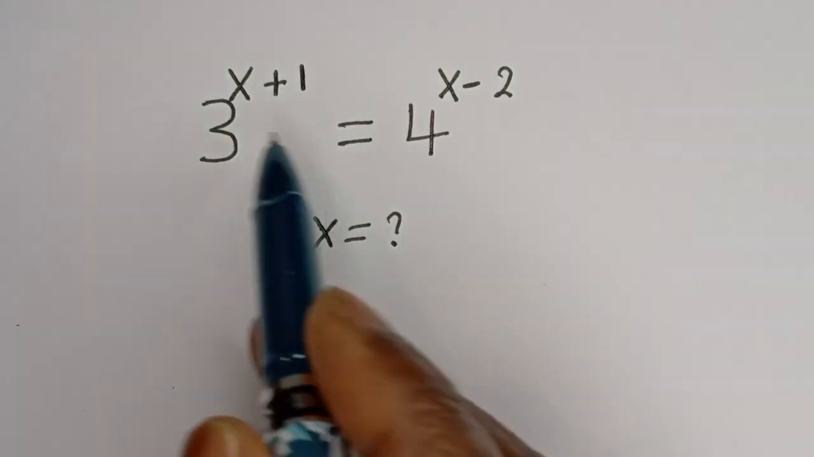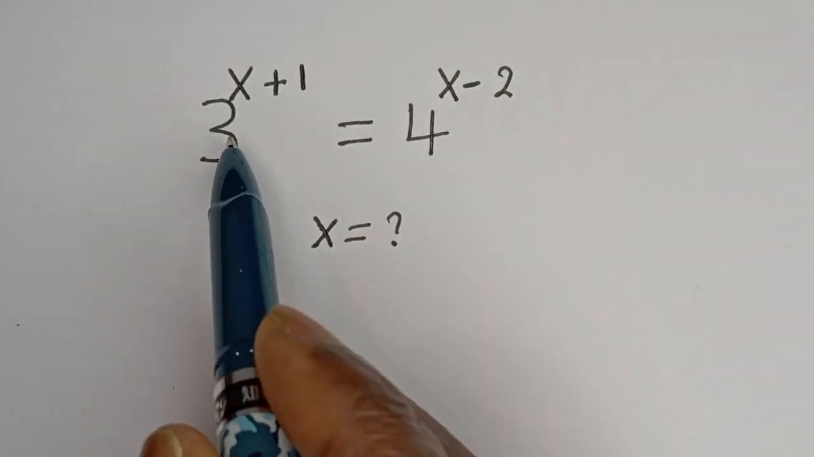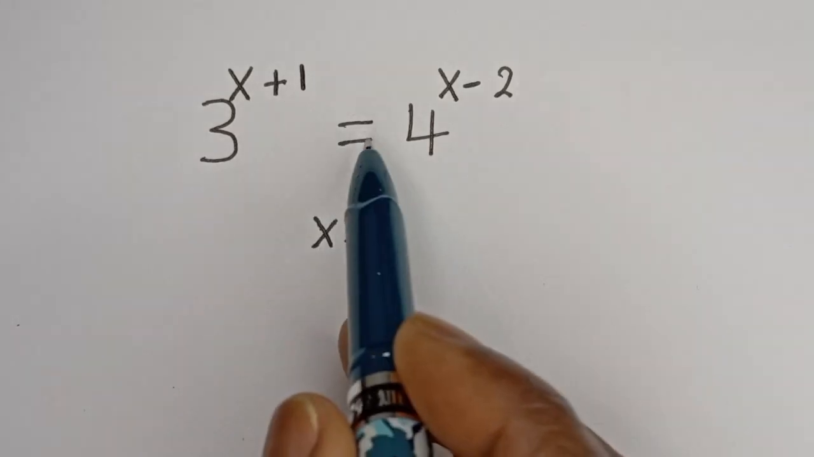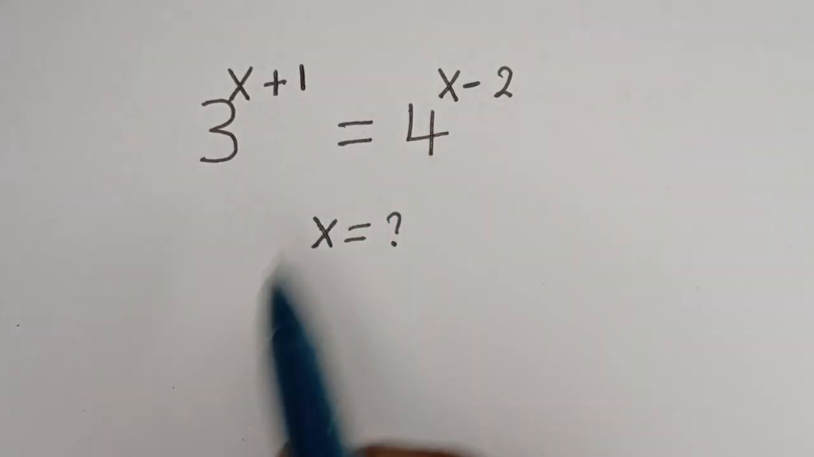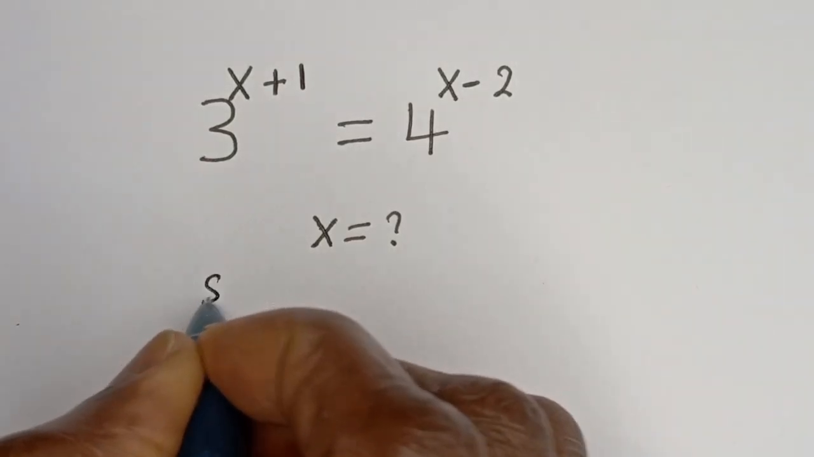Hi everyone, how to solve for x in this equation: 3 to the power of x plus 1 is equal to 4 to the power of x minus 2. Solution.